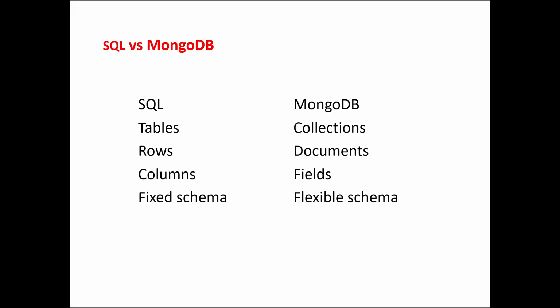Next we have to differentiate SQL versus MongoDB. SQL and MongoDB both have tables, rows, columns, whatever. But in MongoDB the tables are called collections, rows are called documents, columns are called fields, and the main difference is that SQL has a fixed schema and MongoDB has a flexible schema. These are the differences between SQL and MongoDB terms.